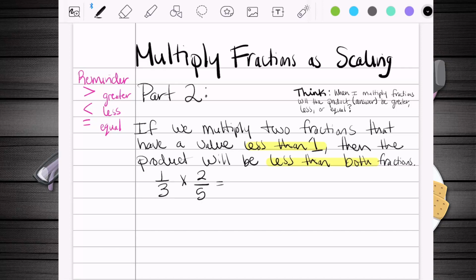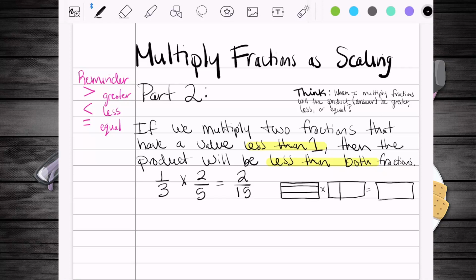If we multiply 2 fractions that have a value less than 1, then the product will be less than both factors. So we're going to take a look at the example 1/3 times 2/5 equals 2/15. You know from standard algorithm that 1/3 times 2/5 is 2/15 because we multiply the numerators and then the denominators. And I'm going to show you this with the visual model so you understand that 2/15 is less than both 1/3 and 2/5.